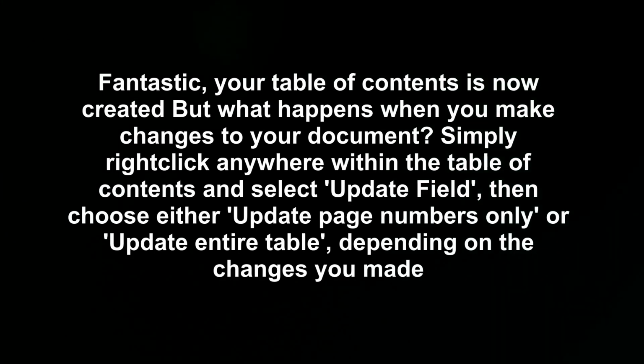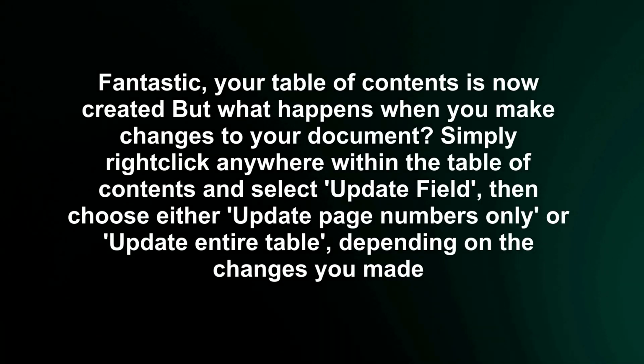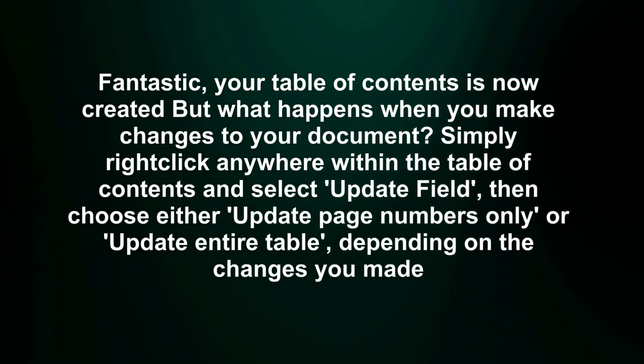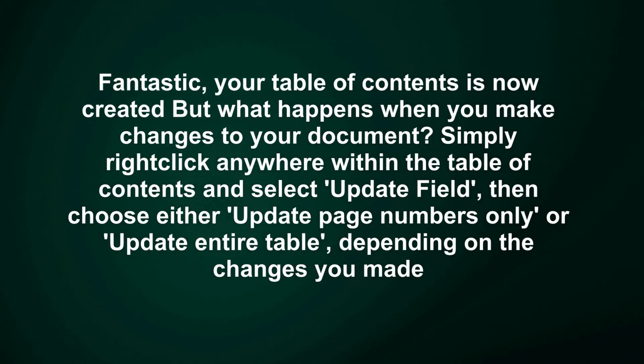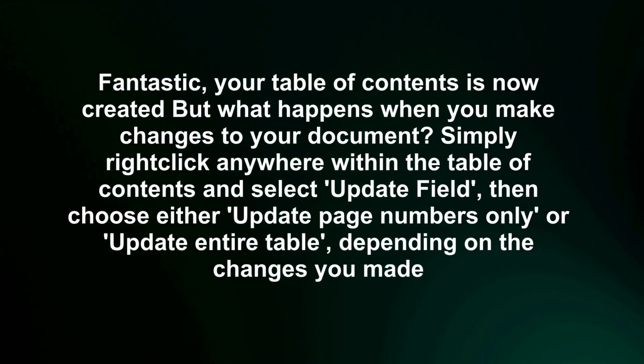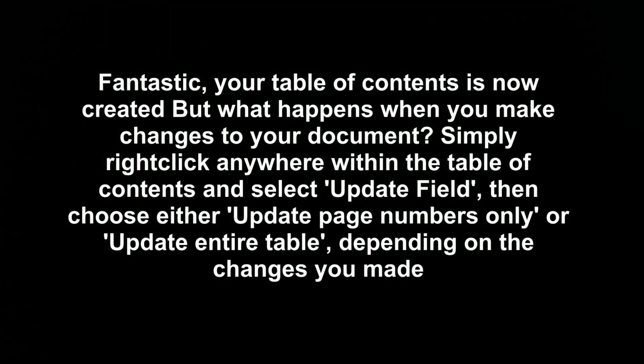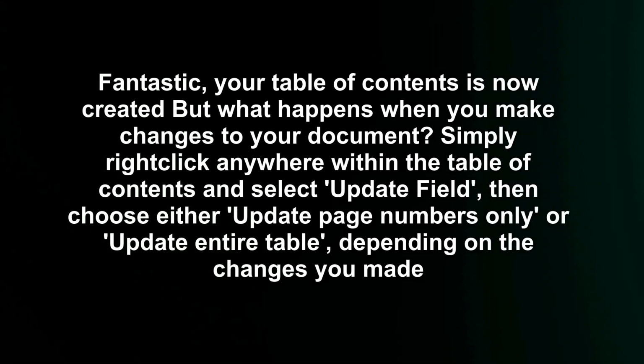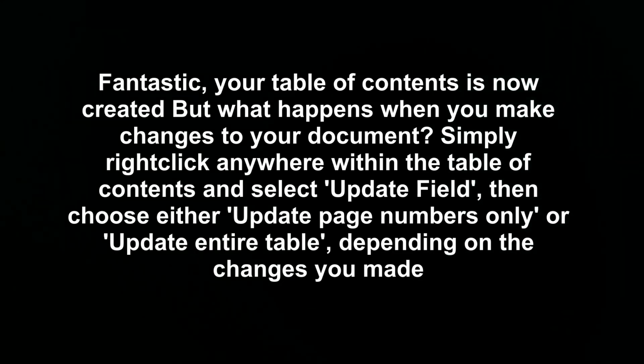Fantastic! Your table of contents is now created, but what happens when you make changes to your document? Simply right-click anywhere within the table of contents and select Update Field. Then choose either Update Page Numbers Only or Update Entire Table, depending on the changes you made.